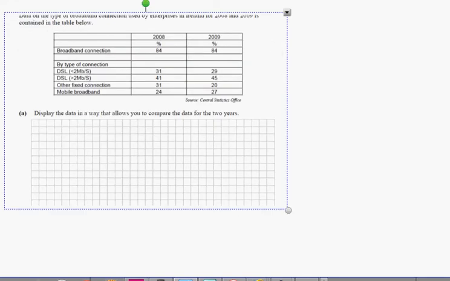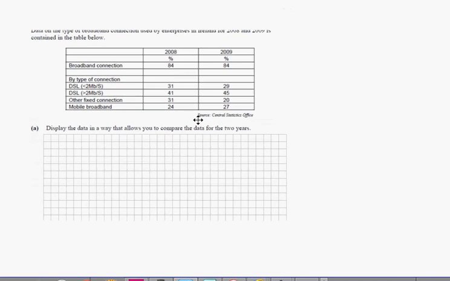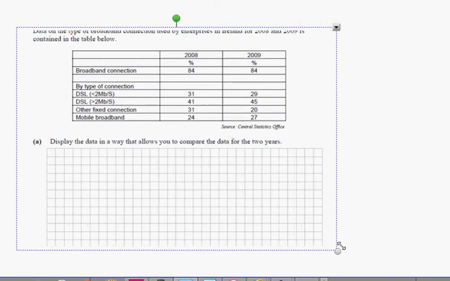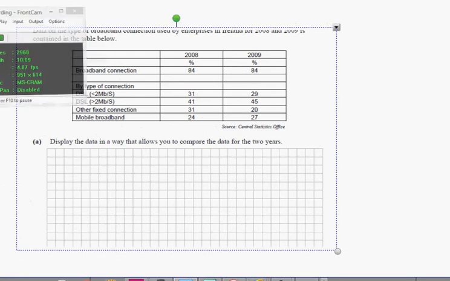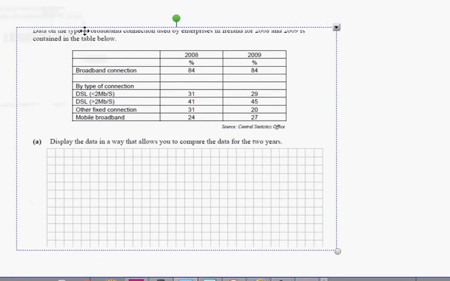Is this question 6, is it? Data on the type of broadband connection used by enterprises in Ireland for 2008 and 2009 is contained in the table below. Display the data in a way that allows you to compare the data for 2 years. Okay, so how would you do that?